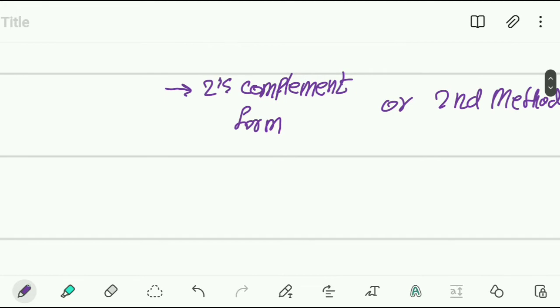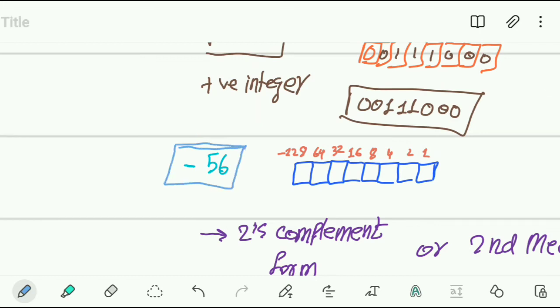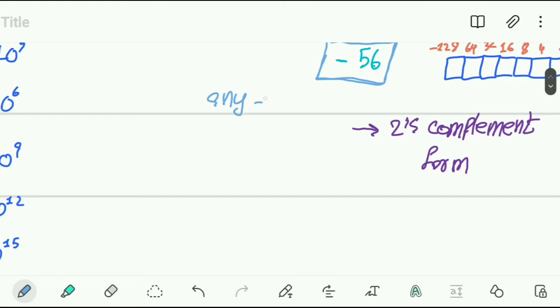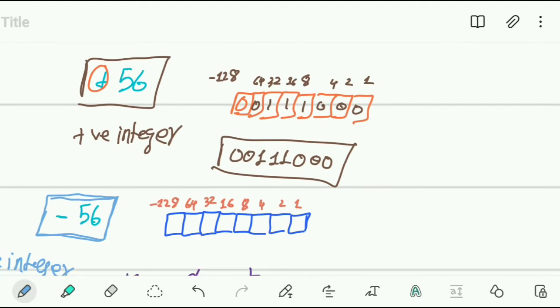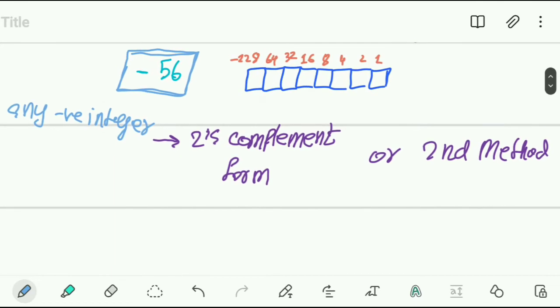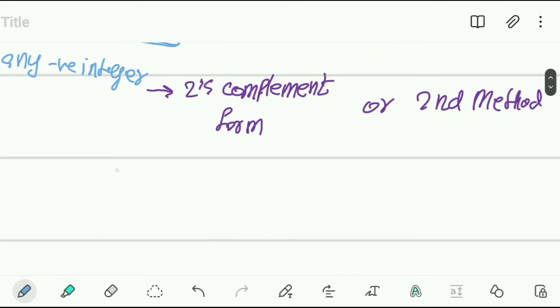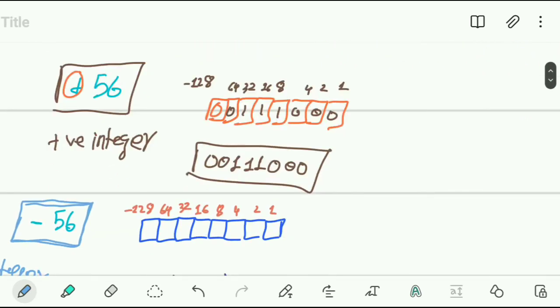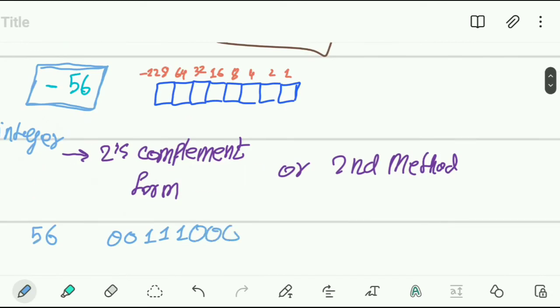In 2's complement form, whenever we are asked to find the binary representation of any negative integer, we first find the binary representation of the positive integer, or the magnitude. Say I want the binary format for minus 56 using 2's complement form. My step 1 is to find the binary representation of 56. If I do the calculation, I've already done it: 0 0 1 1 1 0 0 0. This is step 1.